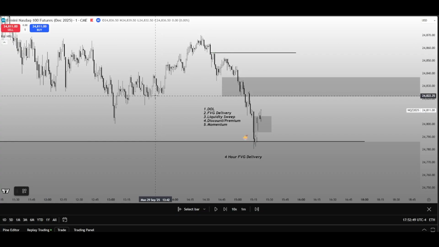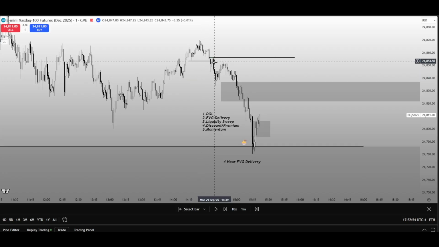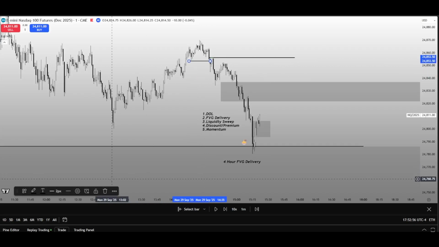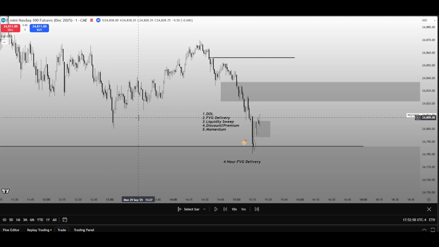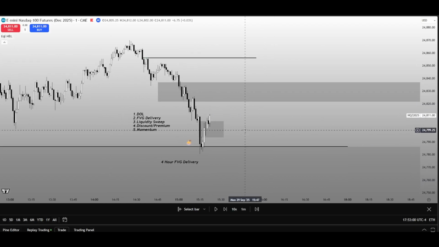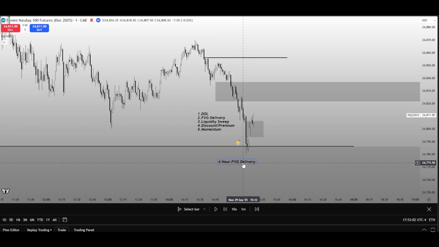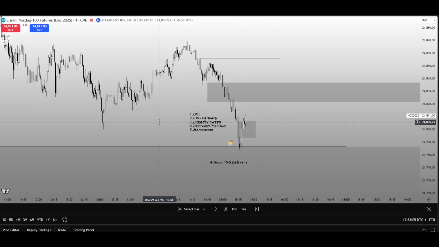For example, if you're just sweeping out like this low and you're high in premium, I don't expect some inversion up here to work unless the draw on liquidity is again really good. But so we have a prominent liquidity sweep, we have good delivery out of a fair value gap. So next we need discount / premium.